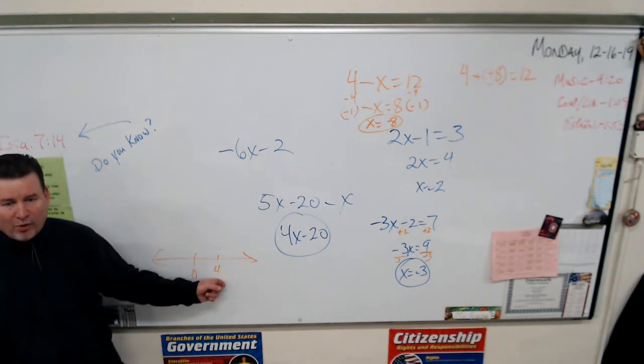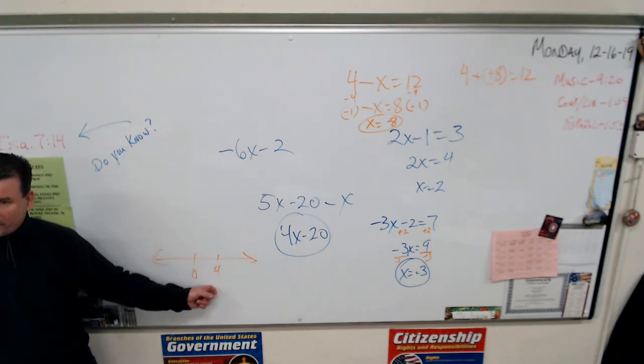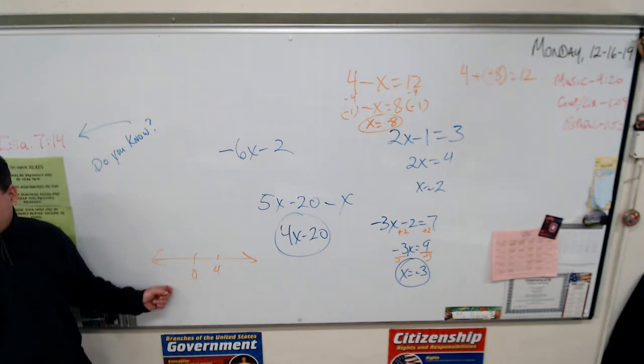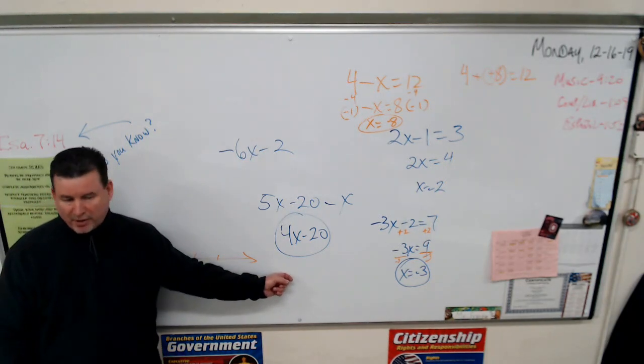Listen, 4 minus 8, Rachel, you would go to the left on your number line down to -4, right? 4 take away. But it's 4 minus -8. That says, whoop, reverse direction. We're going to positive 12.